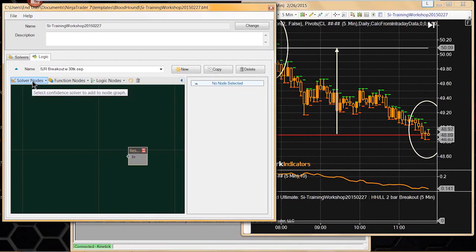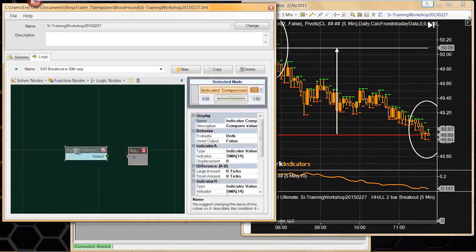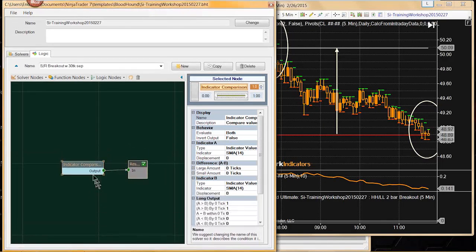And let's see. Yeah, so I think the best solver for the job would be, once again, to use a comparison solver. So let's grab that comparison solver. This comparison solver, I guess I consider it kind of the workhorse of all the solvers. This guy definitely seems to get used the most.